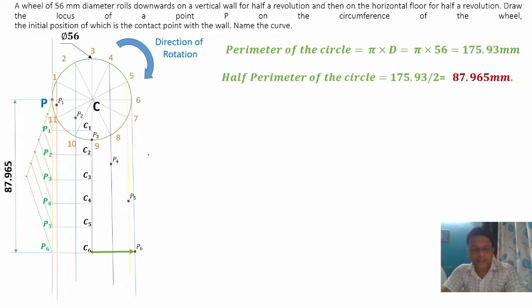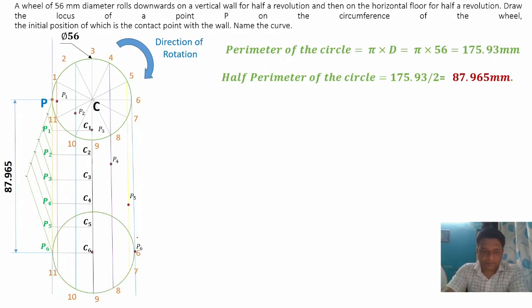For that, we will measure a distance in the compass equal to the radius of the circle, that is 28 mm. After that, we'll consider center 1. For center 1, we'll consider the line 1. For center 2, we'll consider the line 2. For center 3, line 3. For center 4, line 4. For center 5, line 5. And for center 6, we'll consider the line 6. And keeping the radius as the distance, we mark the arc on the respective lines. So we get the points P1, P2, P3, P4, P5, P6. So this is the simplest way to draw the cycloid.